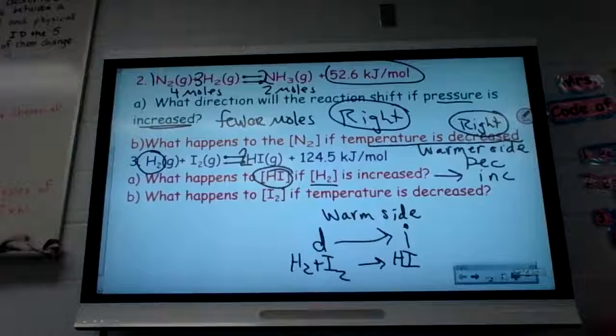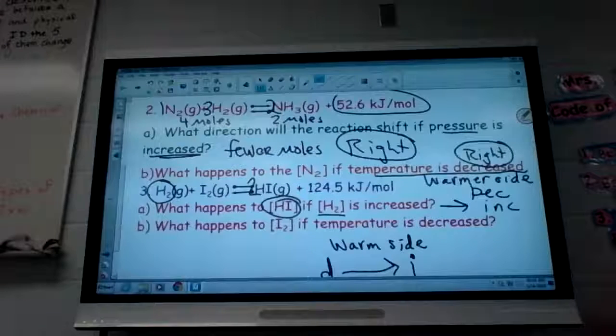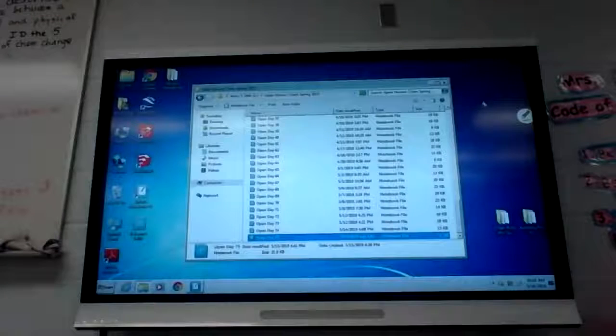All right, we good? All right, let's talk homework. Those of you who were out yesterday should have the homework if you were here the day before, because it's the back side of the same sheet.